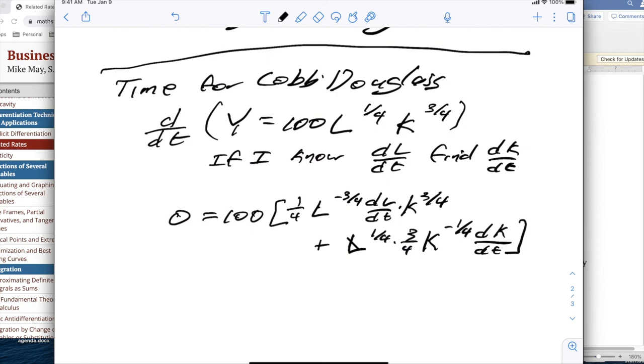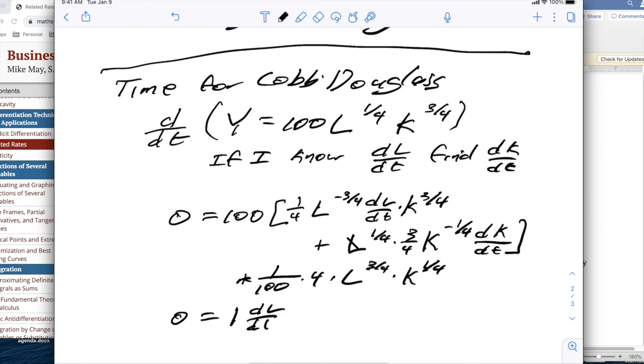So this is implicit differentiation where we're taking the derivatives with respect to t. I'd like to divide the equation by 100. I'd like to multiply by 1/4. I'd like to multiply by L to the 3/4. And I'd like to multiply by k to the 1/4. Get rid of all the fractions. I get 0 equals 1 dL dt K plus L times 3 dk dt.